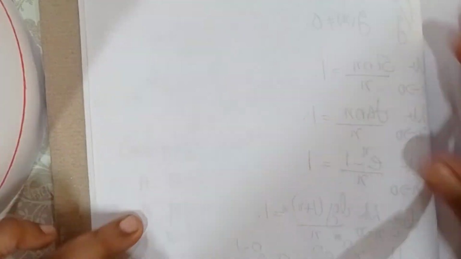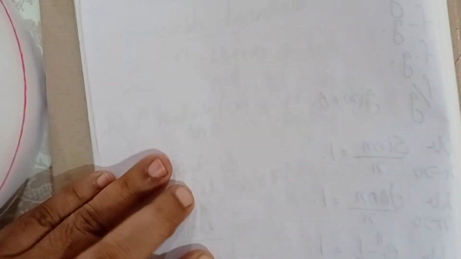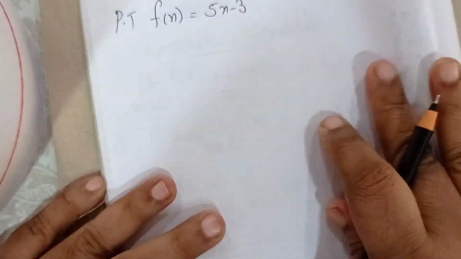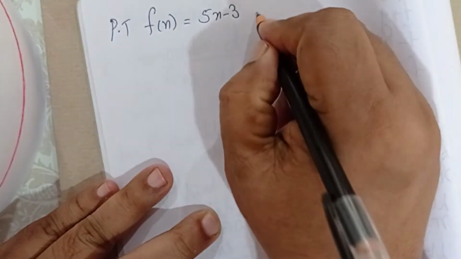Very simple chapter. Write one by one. Prove that f(x) equal to 5x minus 3 is continuous.